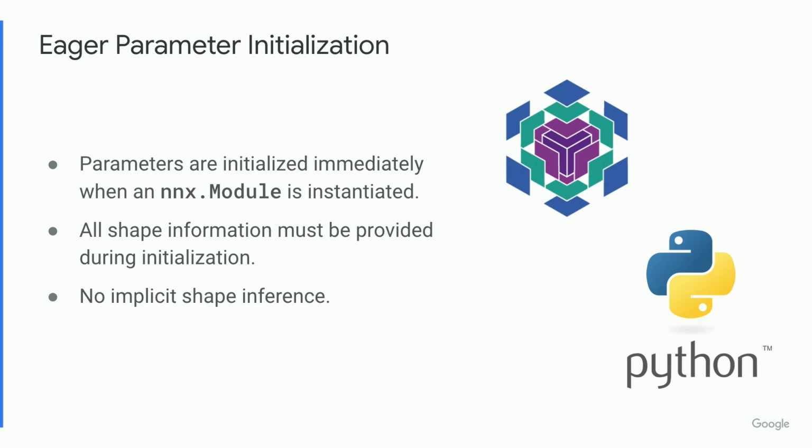NNX uses eager parameter initialization. This means that when you create a module, its parameters are immediately initialized. You also need to provide all shape information up front.